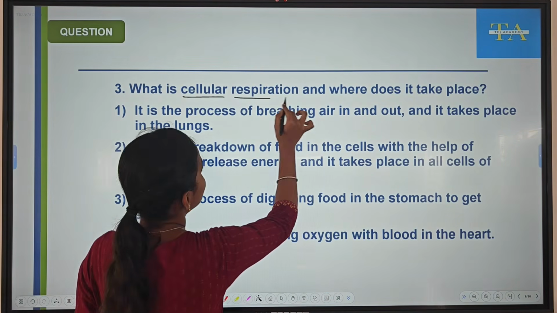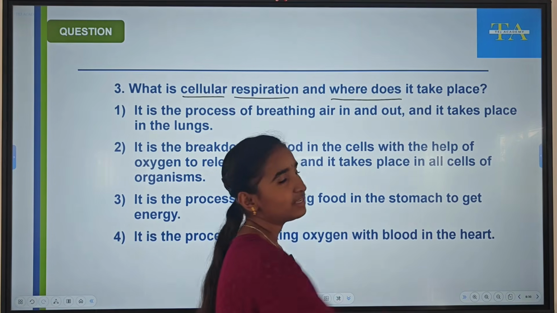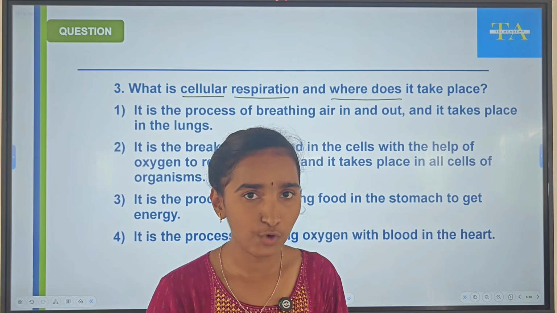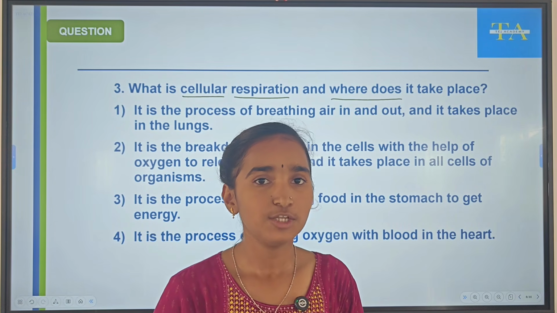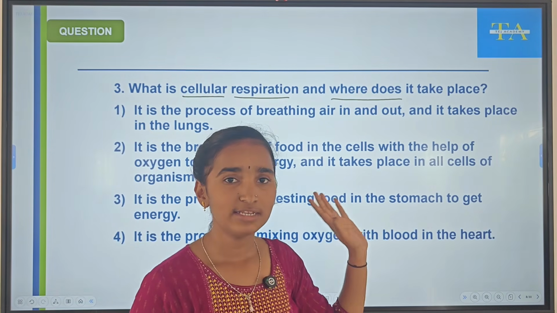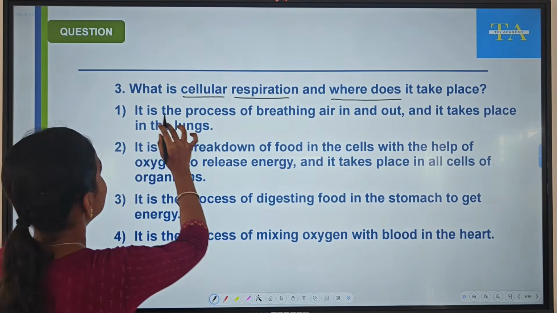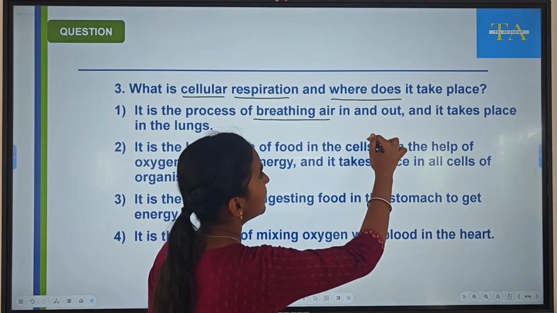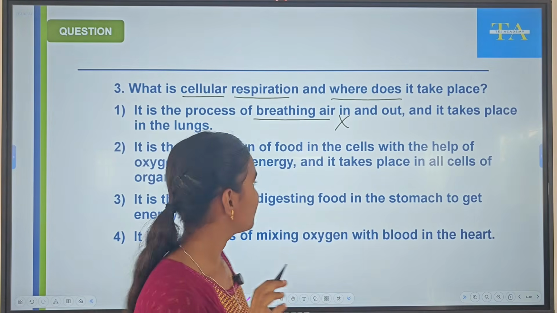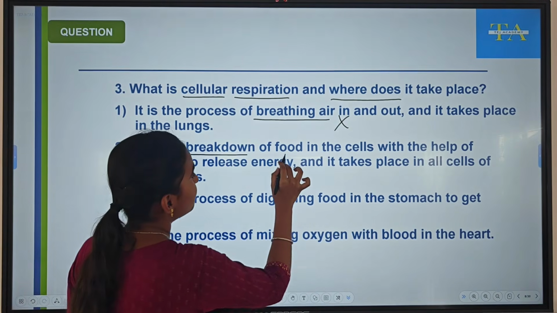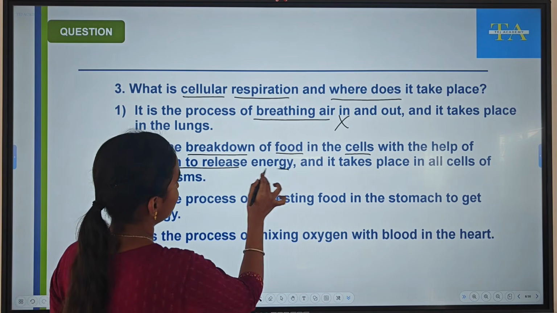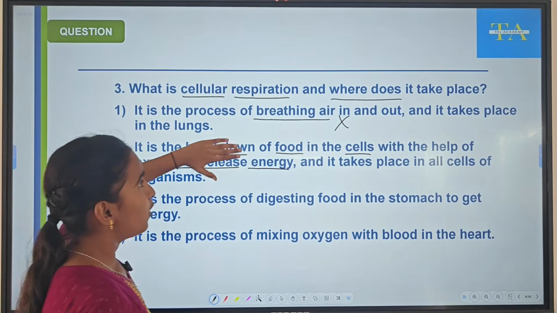What is cellular respiration and where does it take place? We know that respiration is something that breakdown of food in the presence of oxygen to obtain energy. Here they are asking about cellular respiration. Let's see. It is the process of breathing air in and out. This is also wrong. It is talking about breathing, not respiration. It is the breakdown of food in the cells with the help of oxygen to release energy. So this is right about cellular respiration.